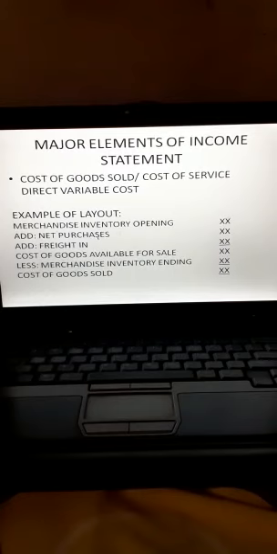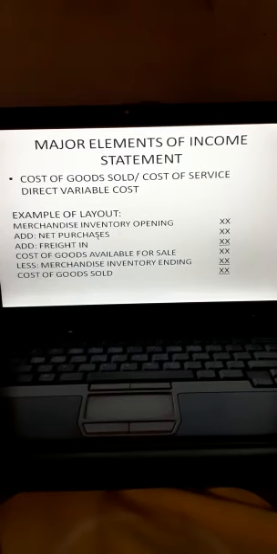Cost of goods sold is a direct cost which increases in direct proportion to the sales. If sales increase, the cost also increases. It has a specific way of calculation that you can see. These are the elements which will be given in a question, and if we have to calculate cost of goods sold, this is the layout that you can see.